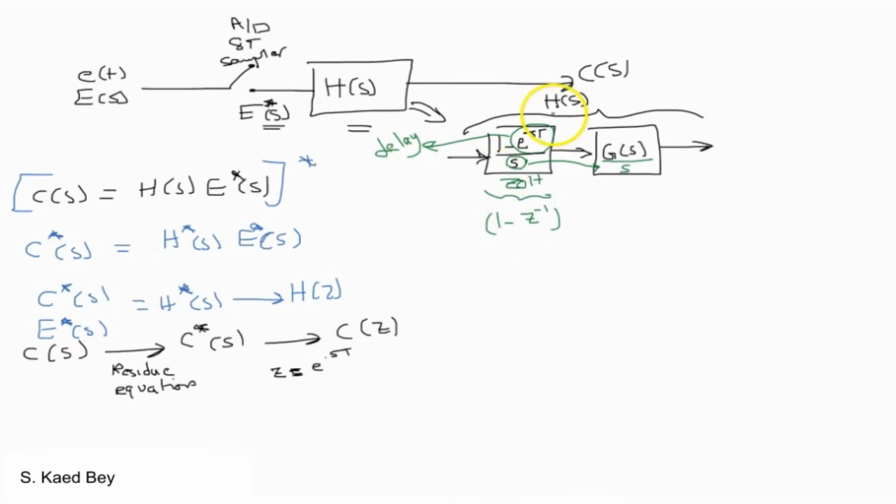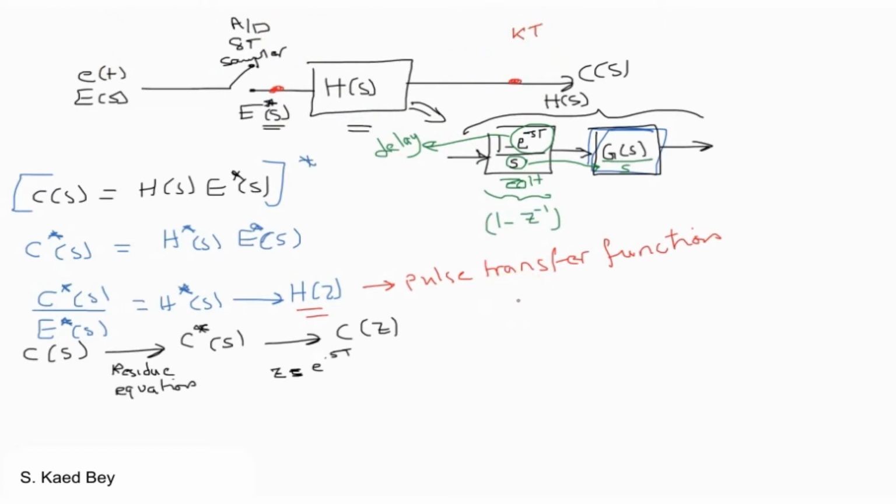Remember, in general, we do not show the data hold transfer function separately, but we always combine it with the transfer function of the part that follows the data hold. In our case, H of Z is what we call the pulse transfer function. And this is the transfer function between the sampled input and the output at a given sampling instance.